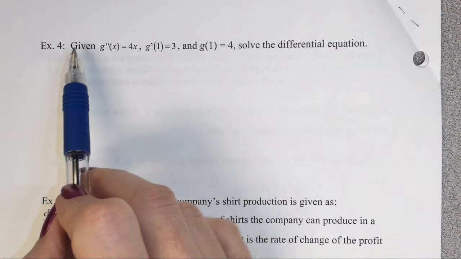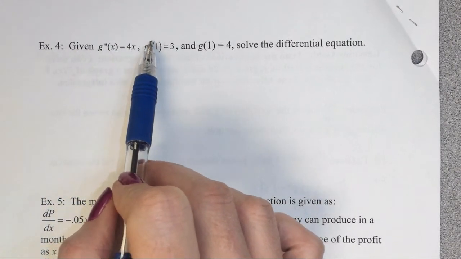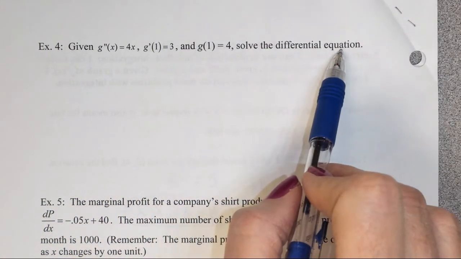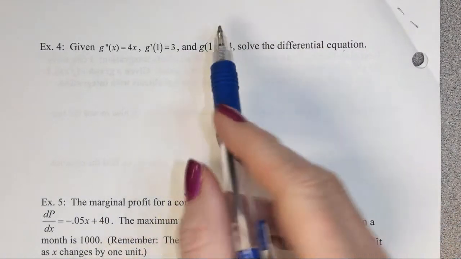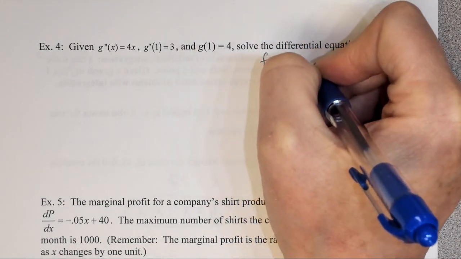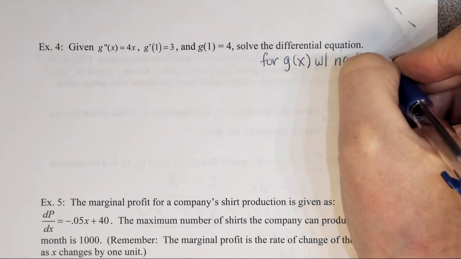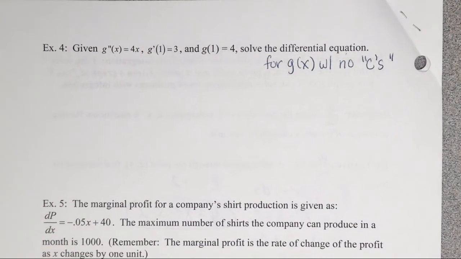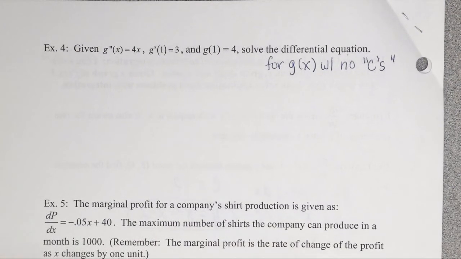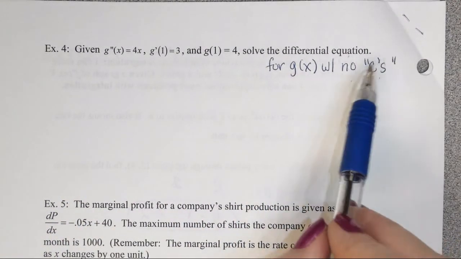All right, so this problem says, given g double prime of x is 4x, g prime of 1 is 3, and g of 1 is 4, solve the differential equation. When we see a problem like this, it's asking us to solve for g of x with no c's. That means we have to find the c's. So we're trying to find the original function with no c's. Find out what c is.